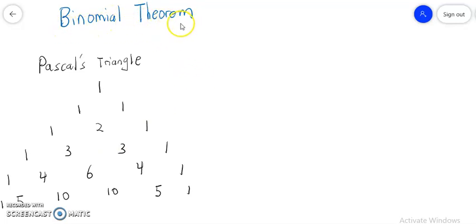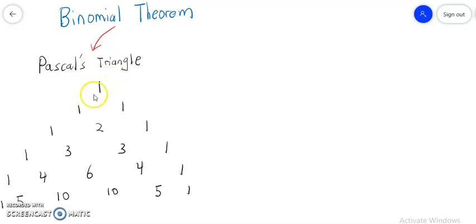Binomial theorem is also called a binomial expansion. This binomial theorem is related to Pascal's triangle. Pascal's triangle is something like a sequence of numbers. It's a number pattern. Let me explain about this Pascal's triangle.